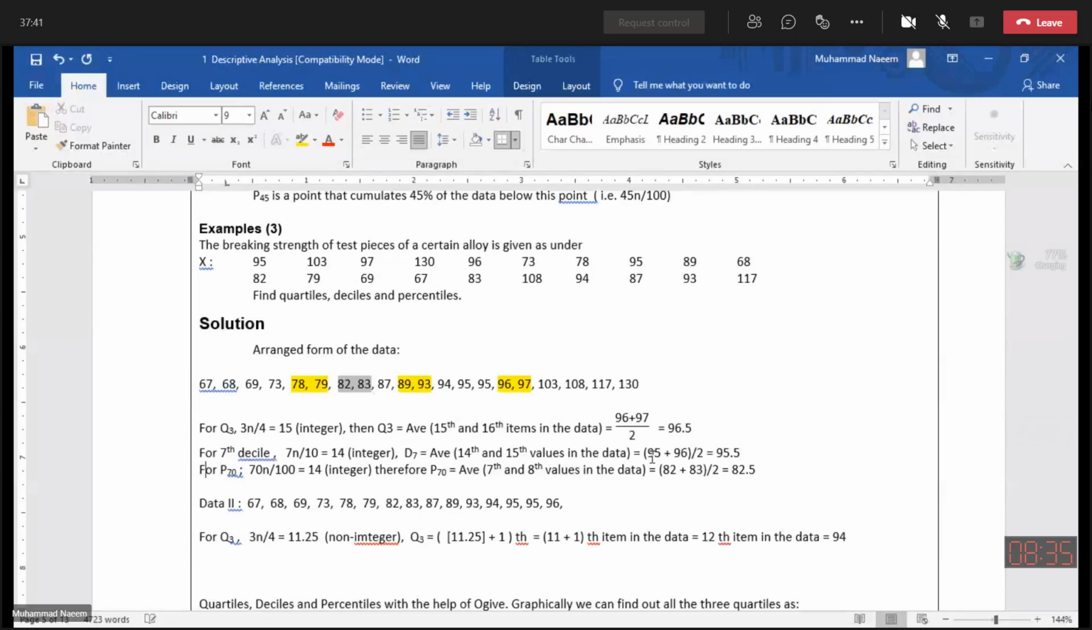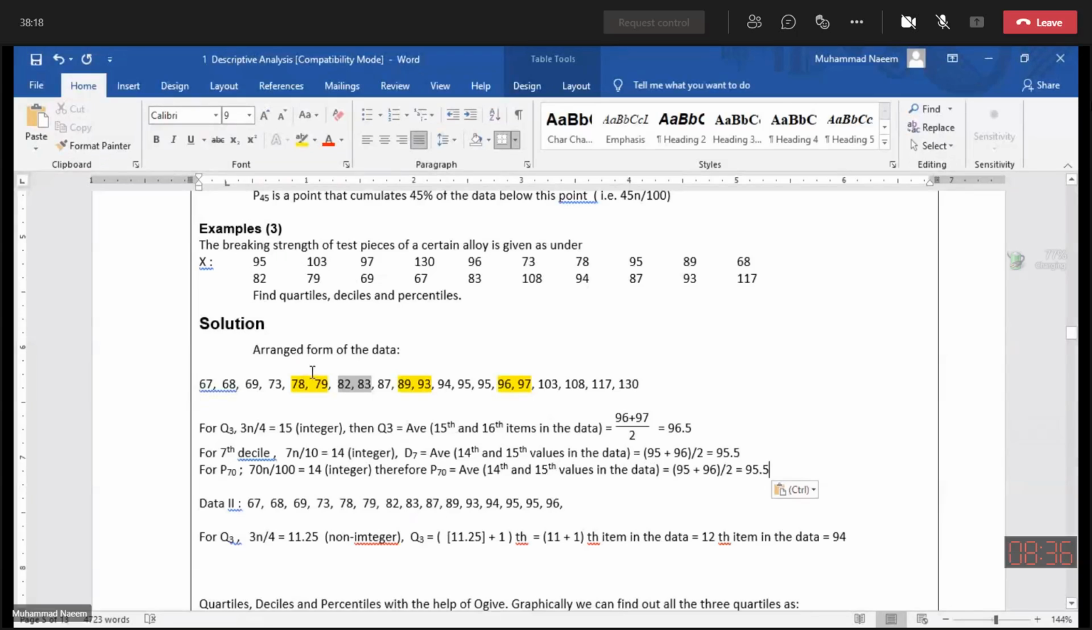Similarly, for P70, we have 14, so P70 is the average of 14th and 15th value in the data. As we know, most of the values are overlapping. That's why D7 and P70 are the same.